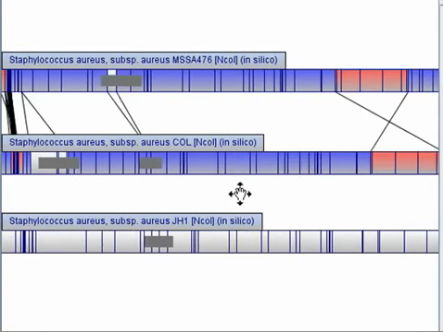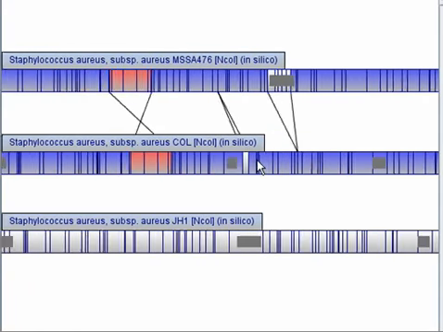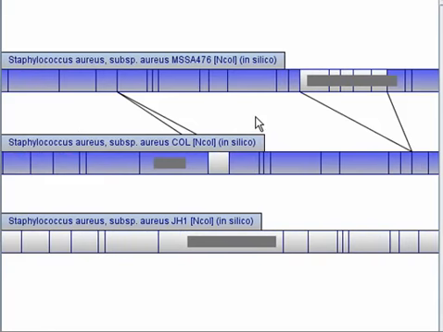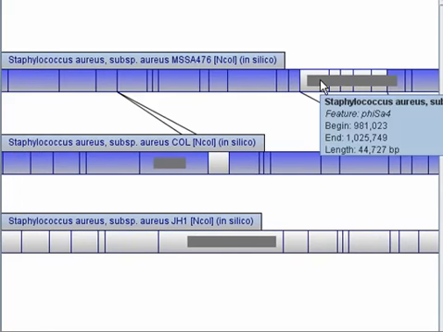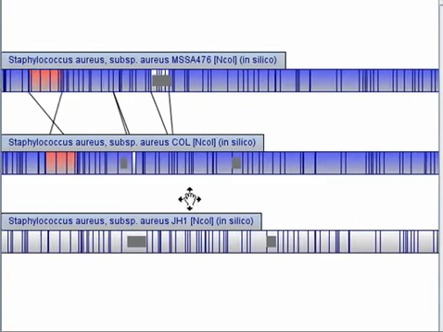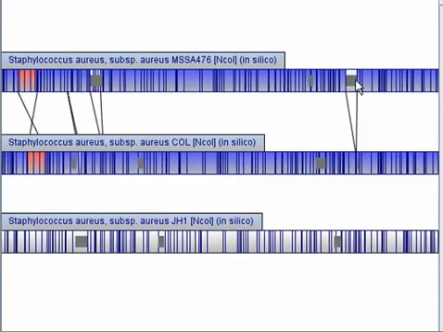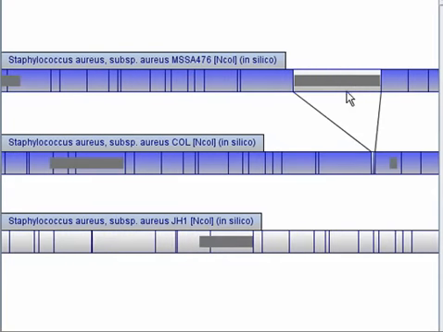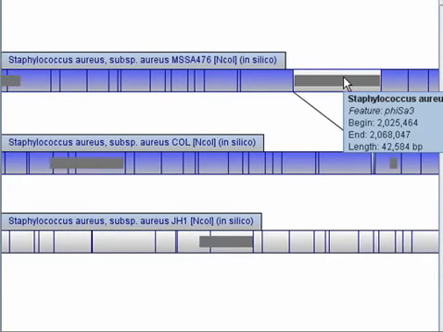Further downstream is another difference that turns out to be prophage Phi SA4. Even further is another difference. This happens to be Phi SA3. Any of these differences could result in a change of phenotype or pathogenesis. Optical mapping truly allows you to view the whole genome.